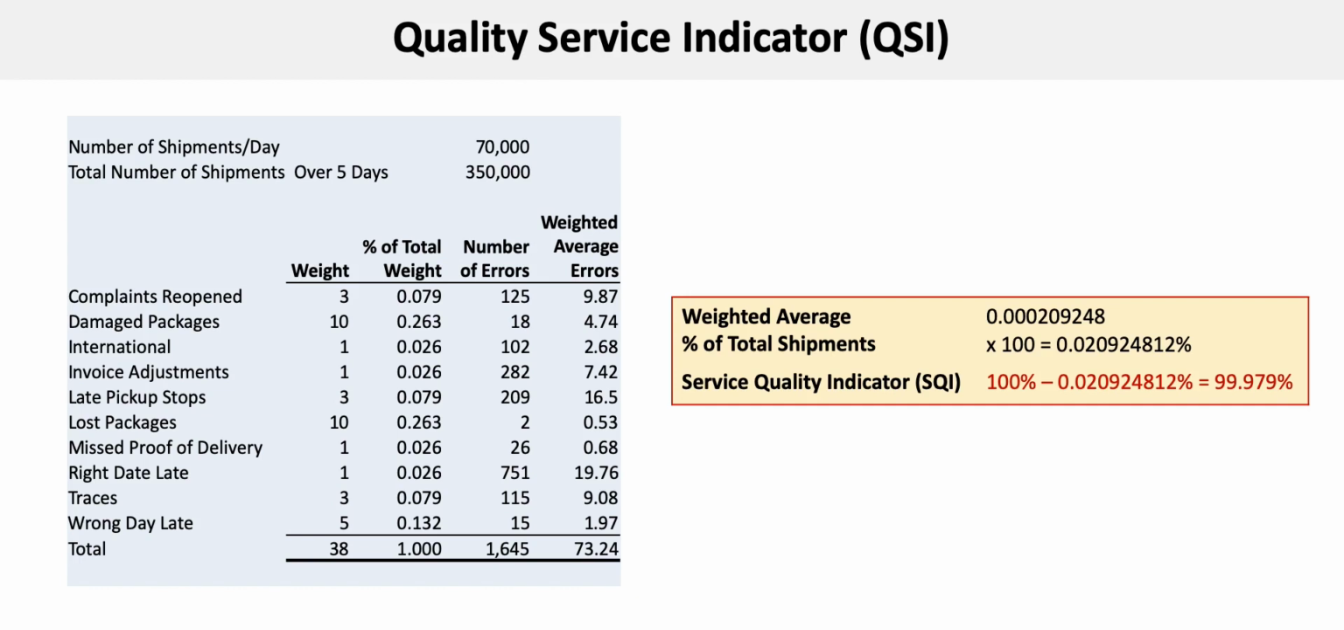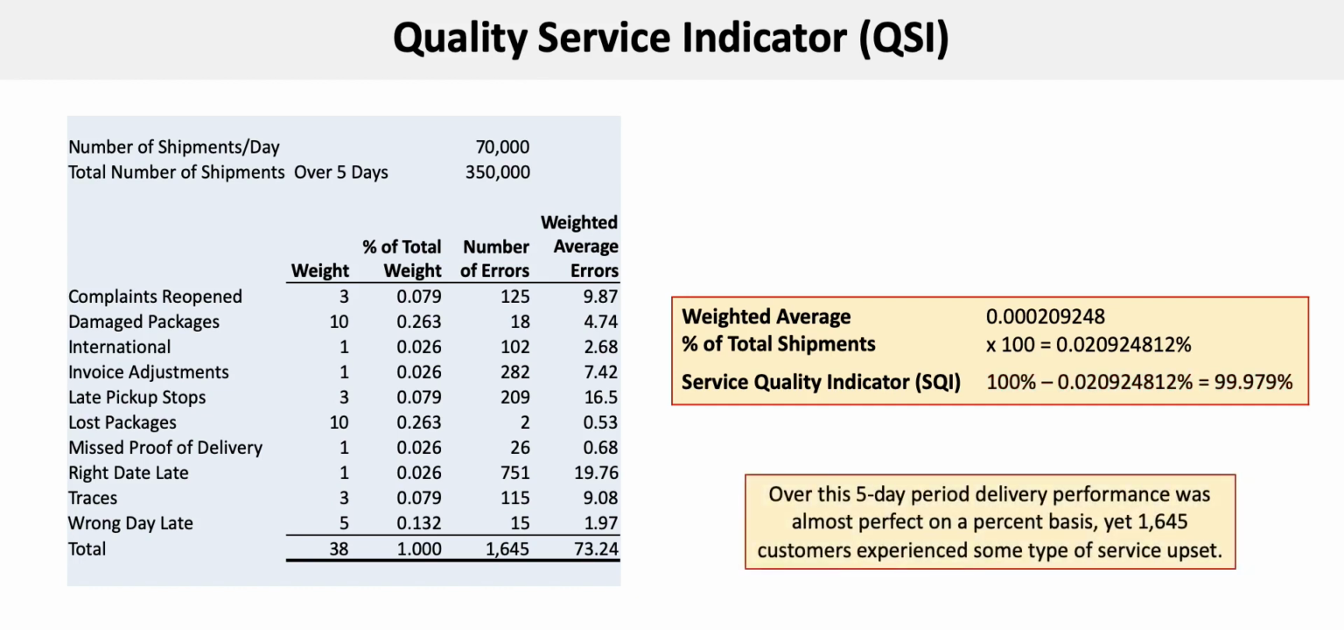What this tells us is that over the 5-day period, the delivery performance is almost perfect on a percentage basis, but still, 1,645 customers experienced some type of service upset. Now you may think that 1,645 customers experiencing upset is big, but in relation to the high volume of shipments, it's very, very low. Still, the example shows that there is room for service improvement, and the first place to look is probably at right day late.